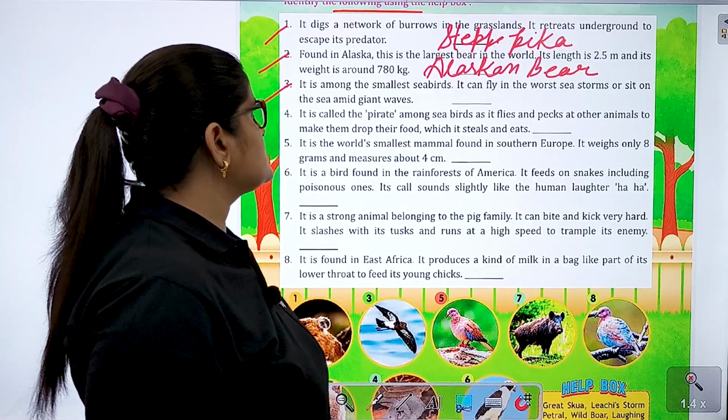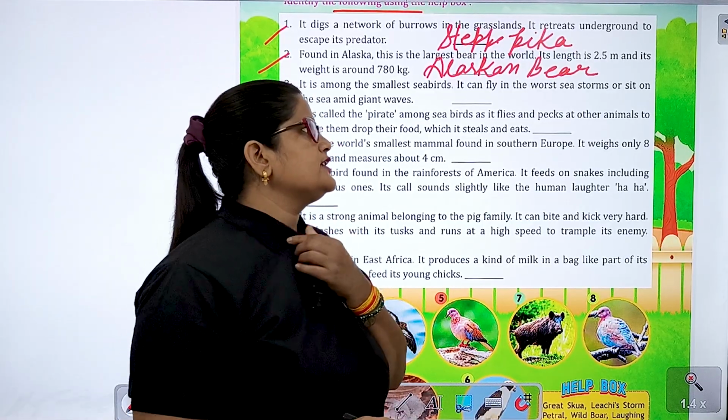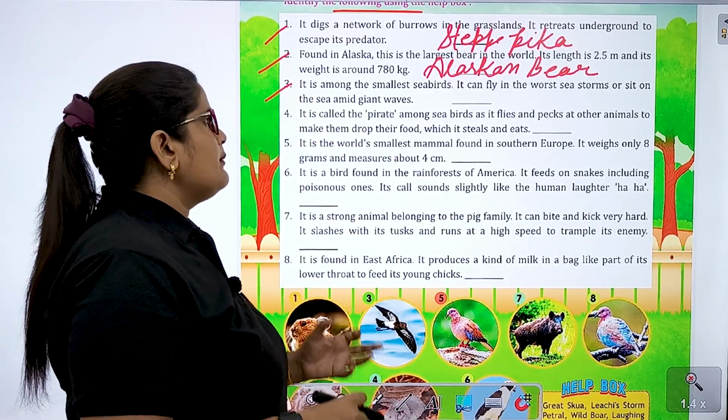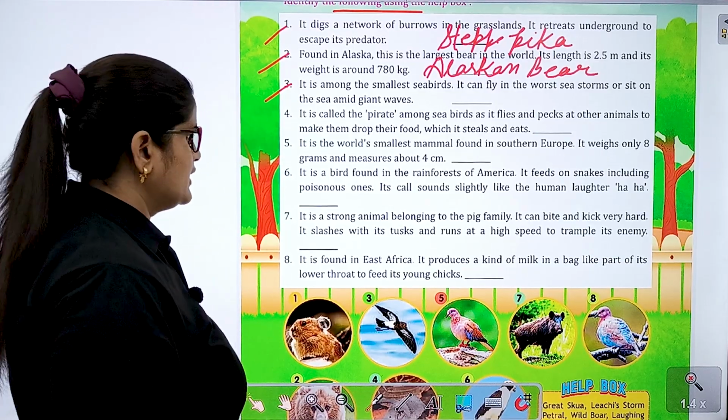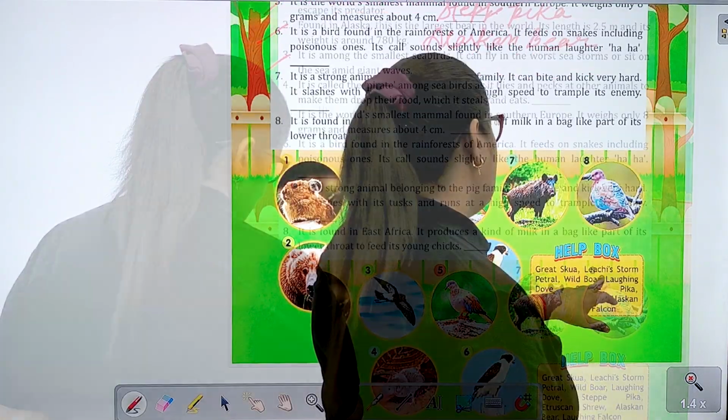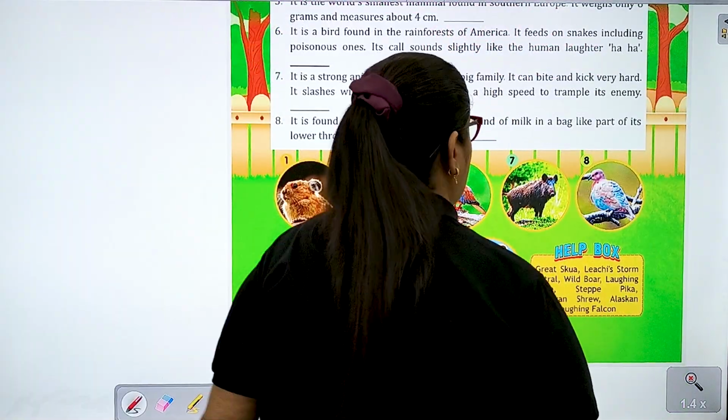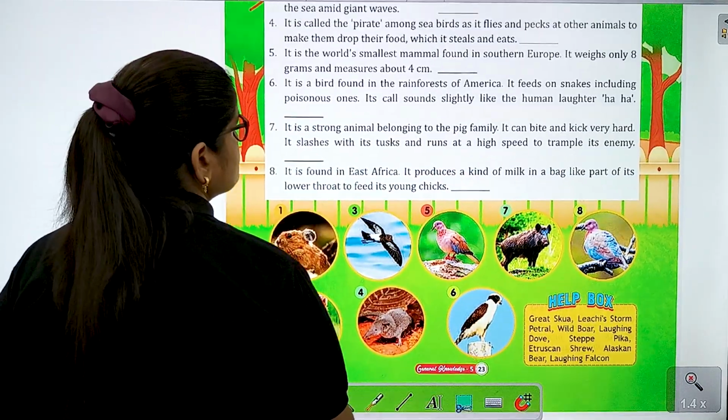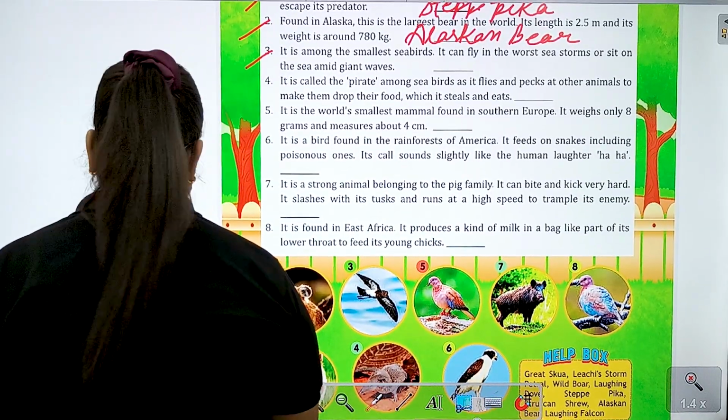It is among the smallest seabirds. It can fly in the worst sea storms or sit on the sea amid giant waves. Number 3. Leach's storm petrel.